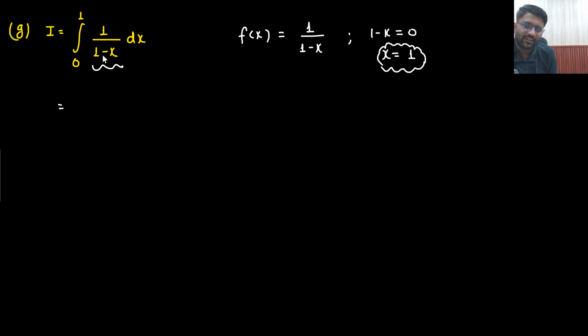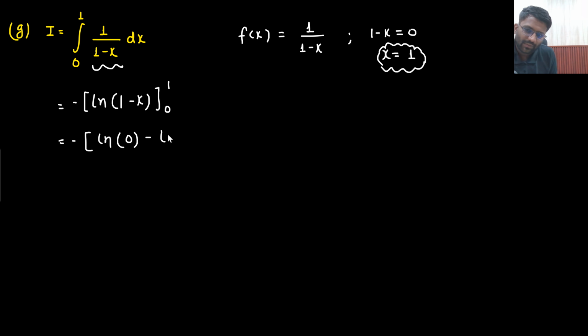So what will you get? What is the integration of 1 upon 1 minus x? That is nothing but ln of 1 minus x with the negative sign, limit going from 0 to 1. So ln of 1 minus 1 will be ln 0 minus ln 1. So ln 0 is minus infinity, and ln 1 is 0. So what is the answer? Infinity. That means it will diverge. So it is diverging.